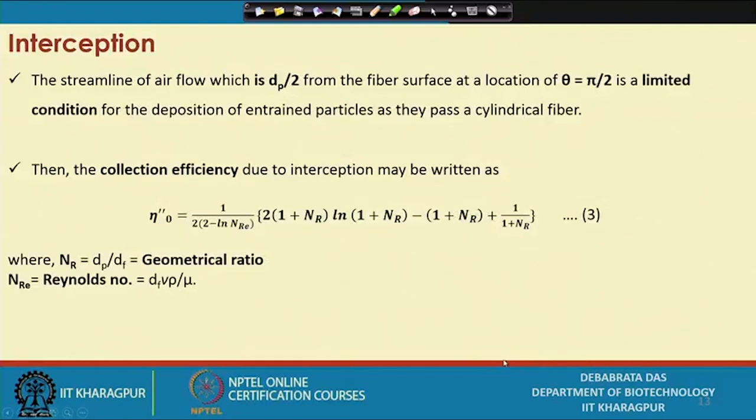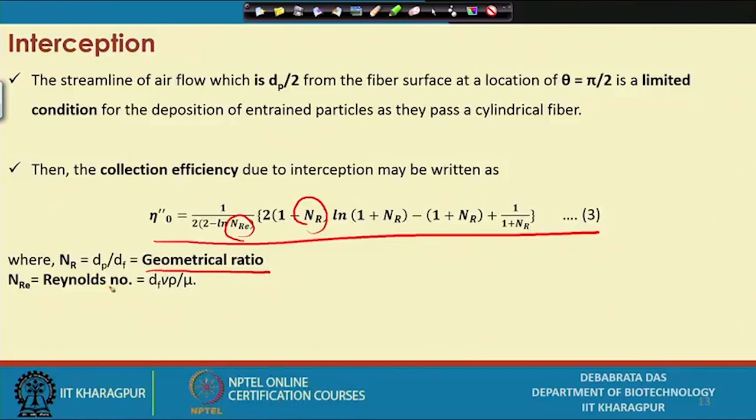The interception efficiency can be expressed like this: eta 0 R is equal to 1 by 2 into 2 minus ln N_Re, where N_Re is the Reynolds number, and N_R is the geometric ratio. What is the geometric ratio? It is dp by df, where dp is the diameter of the particle and df is the diameter of the fiber. So, this is how we can determine it.